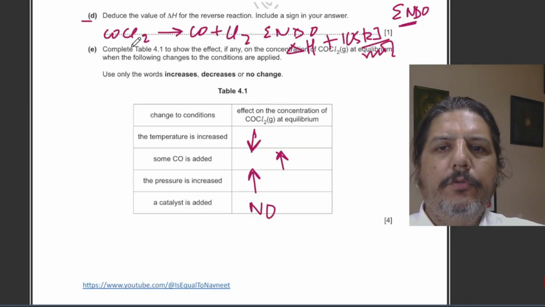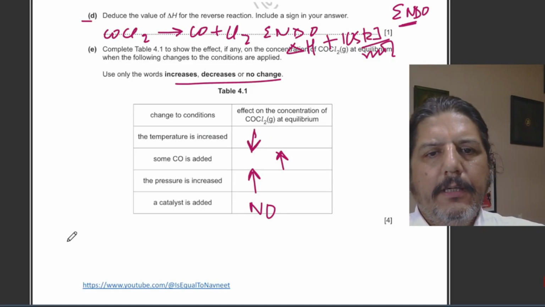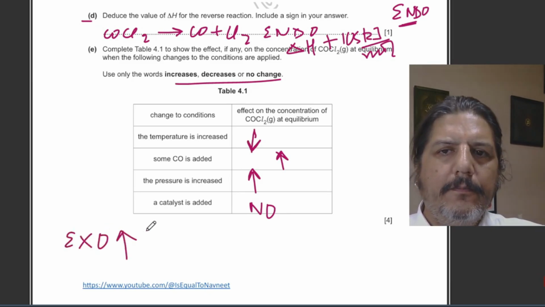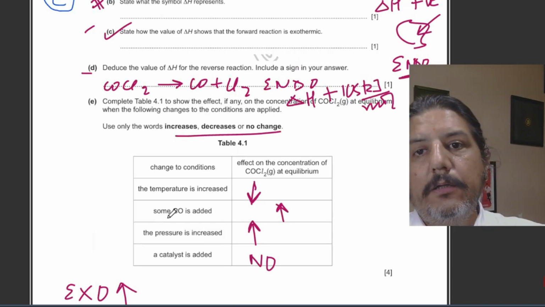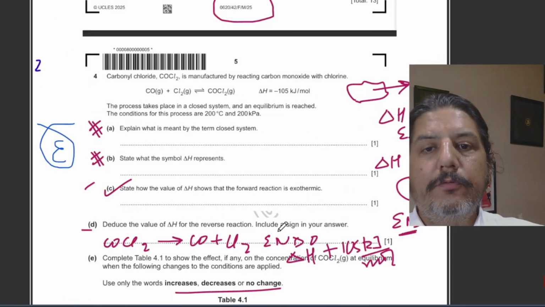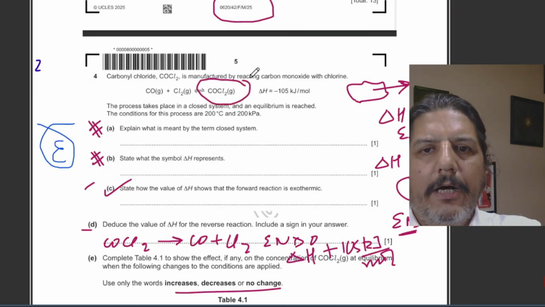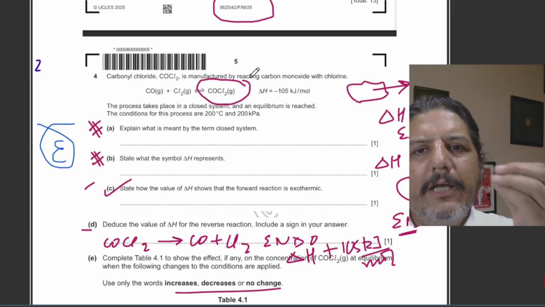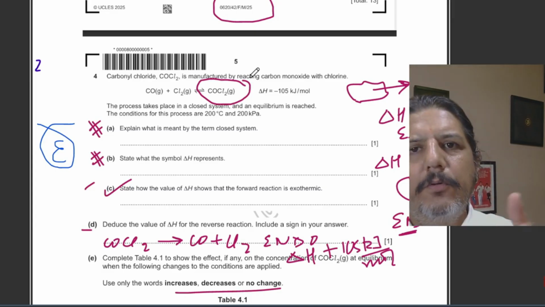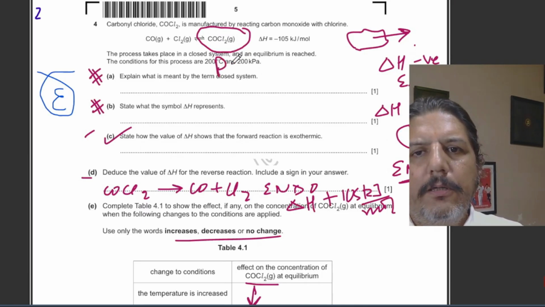Okay, so now we are discussing the effects. Now, we've discussed this many times before, exothermic reaction. If the temperature is increased, one thing I'll advise is you have to carefully see the effect on the concentration of COCl2. You have to carefully see which compound they are focusing on. So here they are focusing on the product. Remember this. Now let's start.